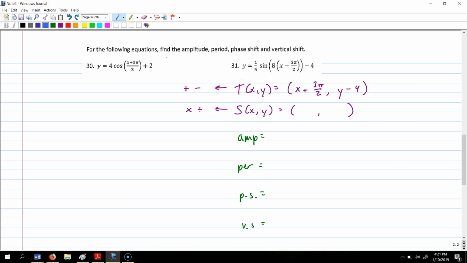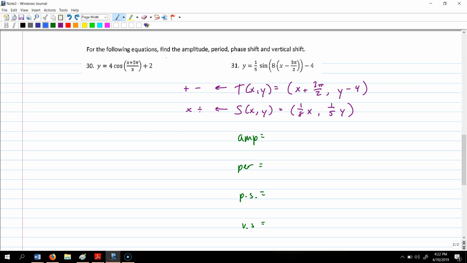Remember, here we're looking for any multiplying or dividing. Now, looking at the x, there's nothing happening with the x right away, but we could multiply 8 times x. Or you could think of it as, let's ignore the minus 3 pi over 2, and we would have 8x. So when we go to the rule, we do the opposite. So we could say x divided by 8, or 1/8 x. And that 1/5 that's in front of the sine, that's what's going to happen vertically. So it's going to be shrunk vertically to be 1/5 the size.